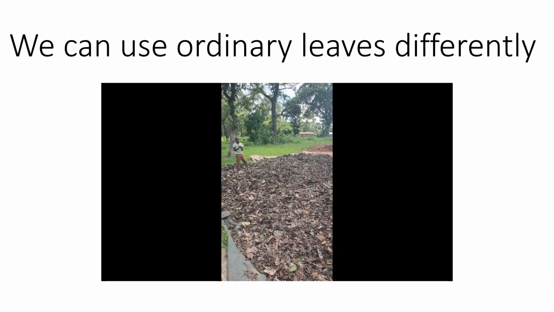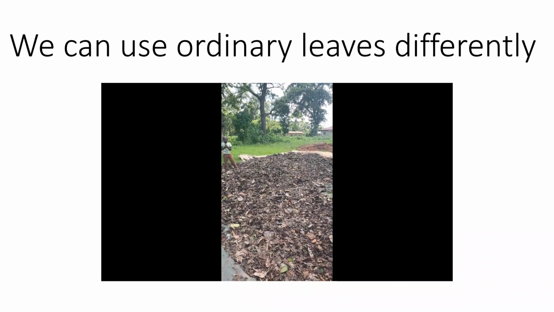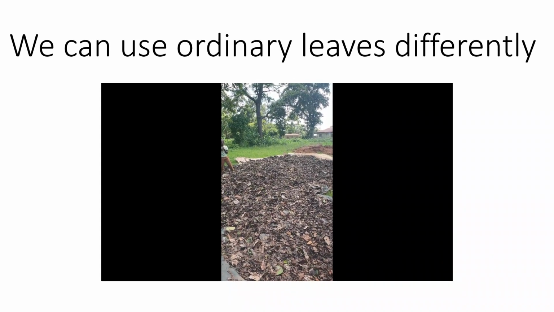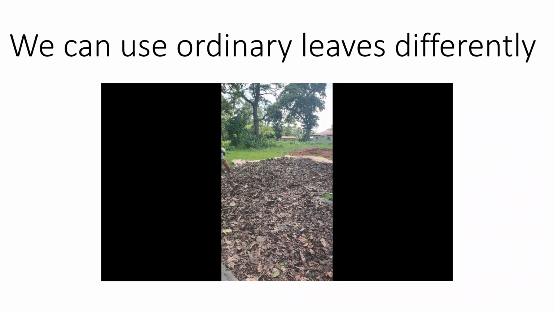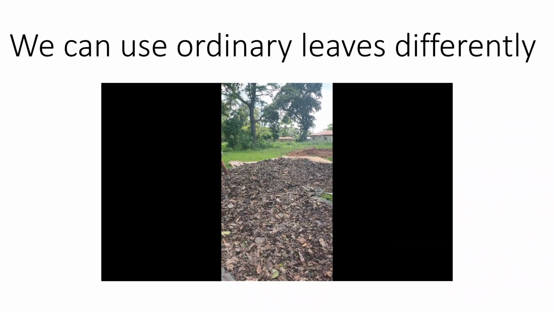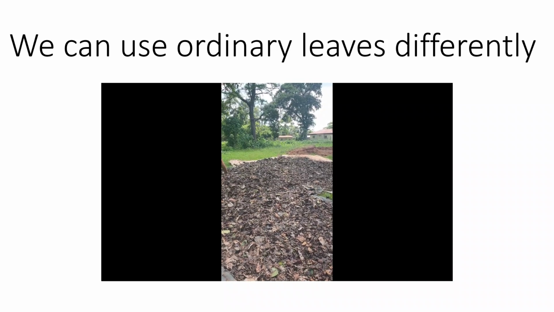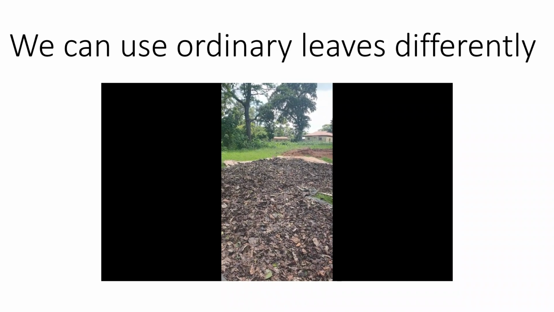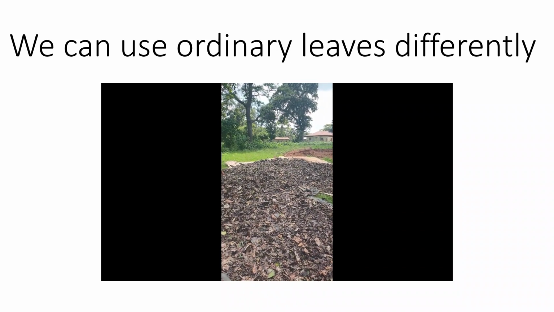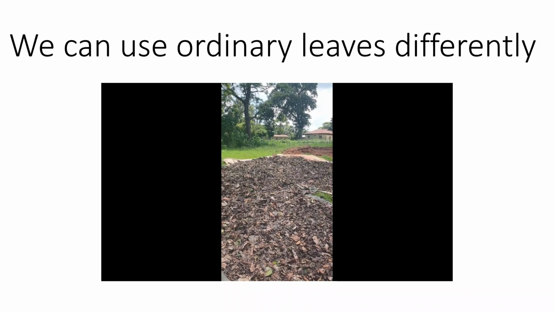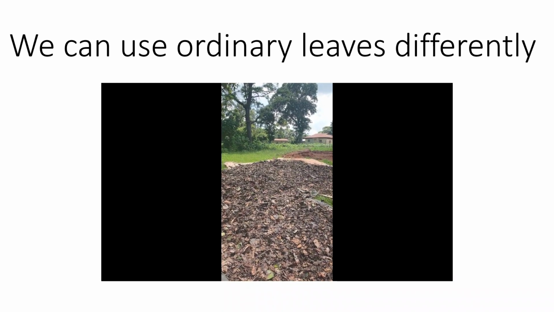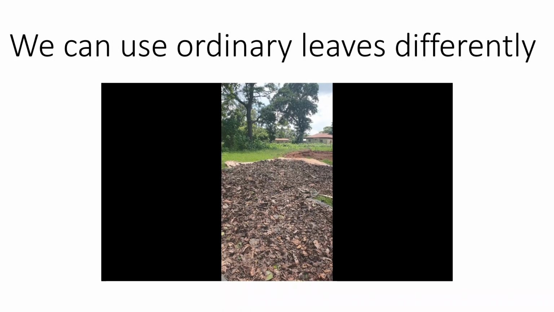So ordinary leaves dried up, then smashed, become sawdust, and we use them as beddings for our chicken. And the chicken droppings mixed with these ordinary leaves become excellent organic manure. Let's go organic.